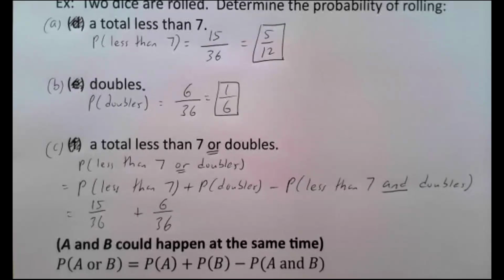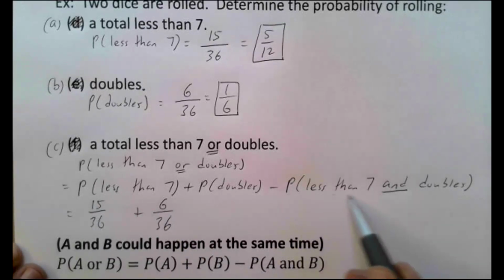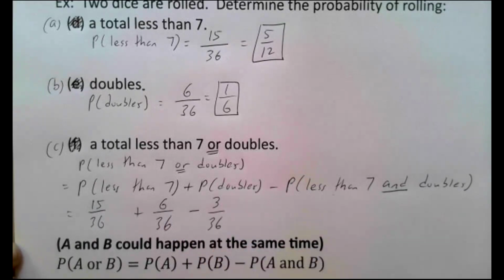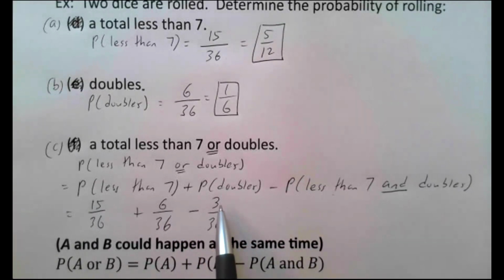So 21 out of 36, right? 15 plus 6 is 21. 21 out of 36, that's too much. We counted 3 of them in both groups, and so we're fixing that right here where we take away the 3 that meet both criteria at the same time. So those 3 are the 1,1, the 2,2, the 3,3. We need to subtract that off because we included it in both groups. So we fix that double counting right there.